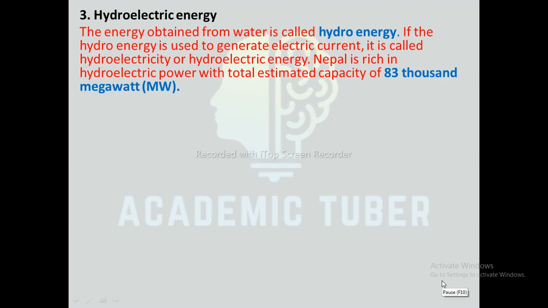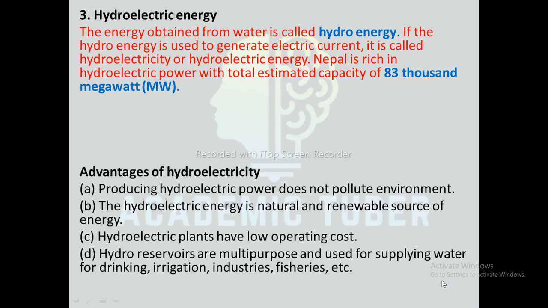Hydroelectricity. The energy obtained from water is called hydroenergy. If the hydroenergy is used to generate electric current, it is called hydroelectricity or hydroelectric energy. Nepal is rich in hydroelectric power with an estimated capacity of 83,000 megawatts.